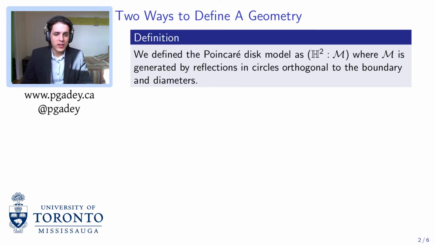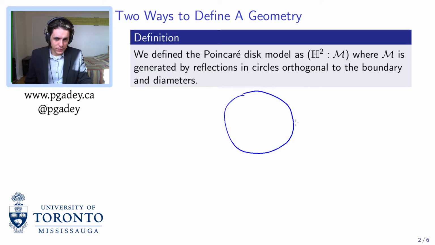We defined the Poincare disk model as a set and a group of transformations. So our group of transformations was generated by reflections in circles orthogonal to the boundary or diameters. So here we had our circle, and then we defined the set M to be given by reflections either in circles orthogonal to the boundary or diameters of the circle.